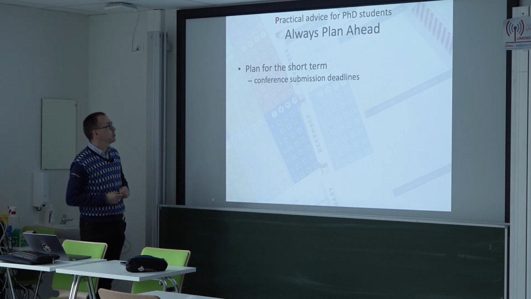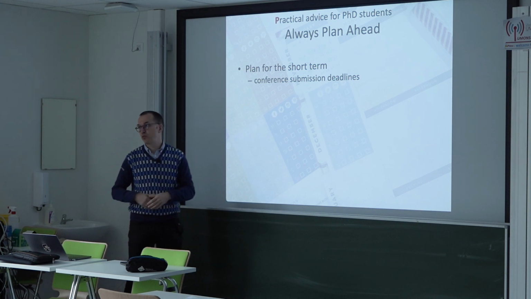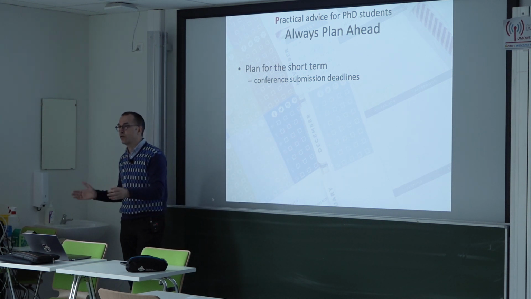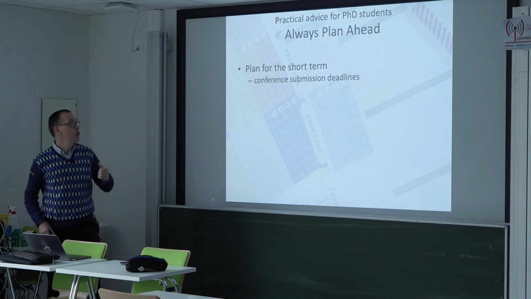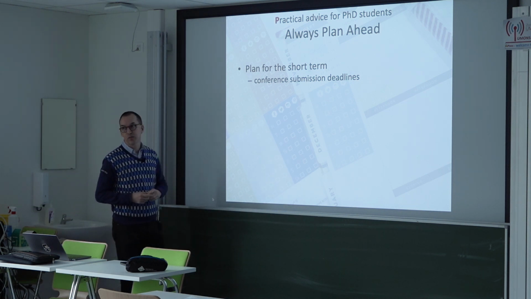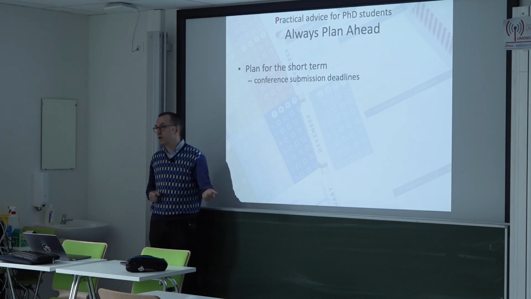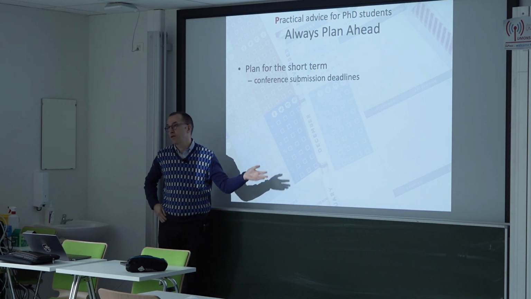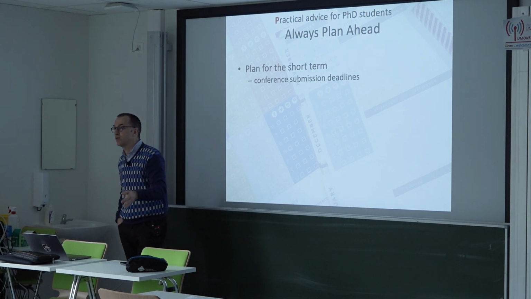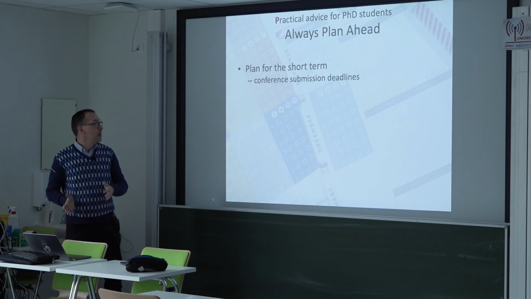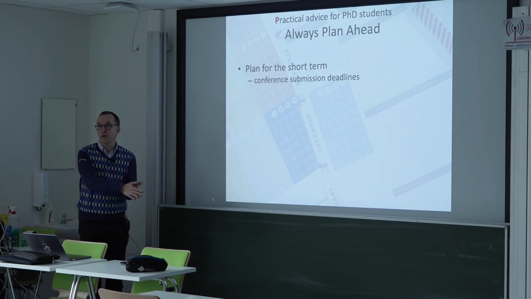Examples of short-term planning: every year there is probably one or several major conferences or workshops in your field. You want to submit papers to this. So this means that already 1 year before, you have to say, okay, I know that, I don't know, in November there will be a conference submission deadline. Starting from this, start counting backwards.